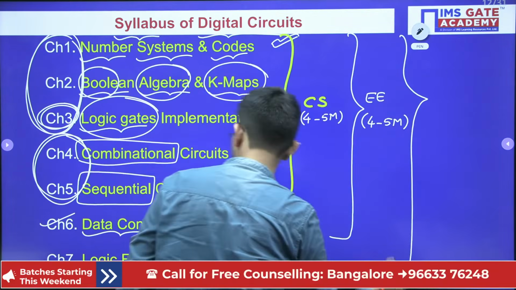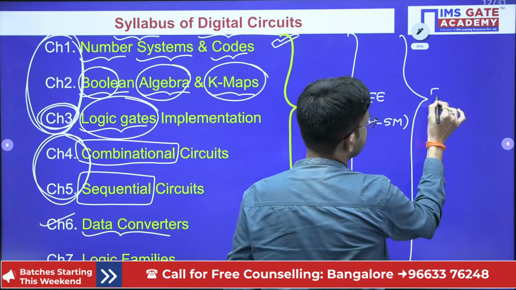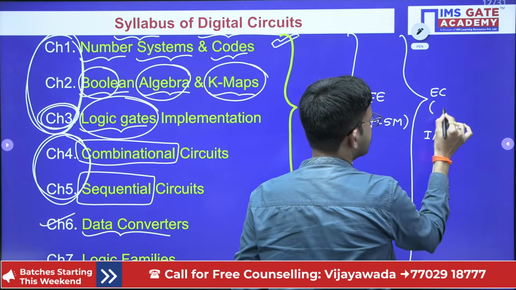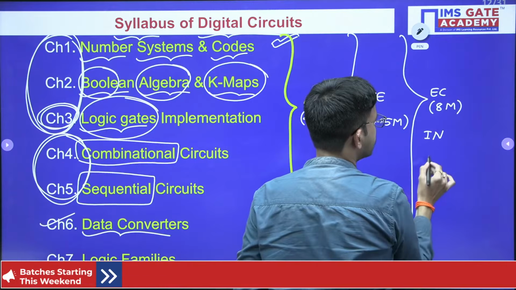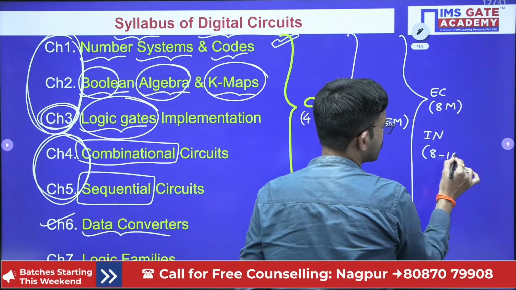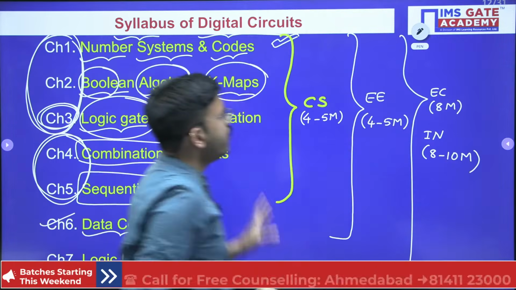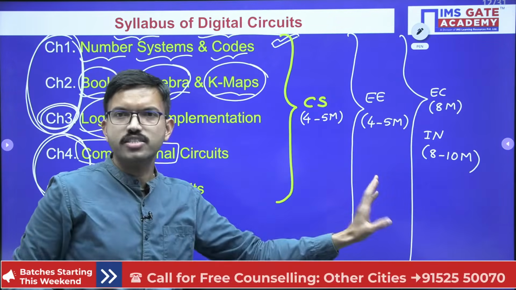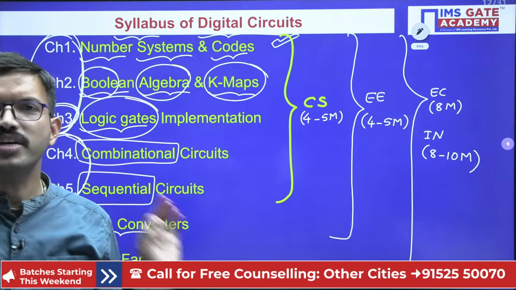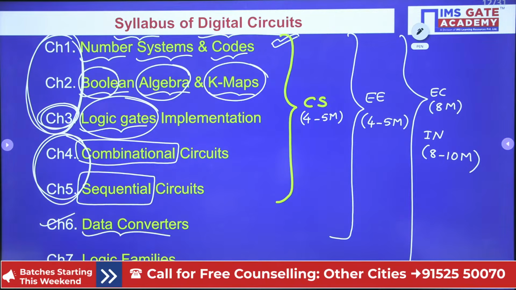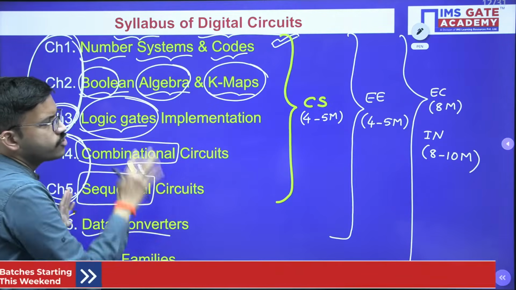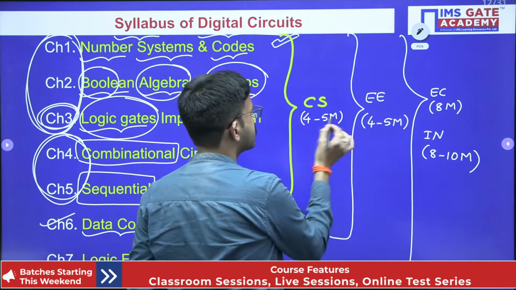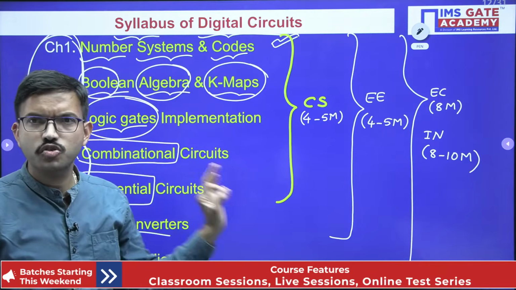Whereas for EC and IN, all the chapters. For EC, it is around 8 marks. For instrumentation, 8 to 10 marks. Just by looking at this syllabus and weightage, you can guess how much of a scoring subject this is for all the 4 branches. This is one of the most important and scoring subjects.